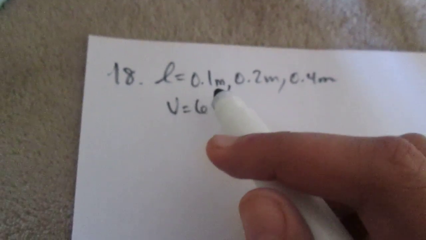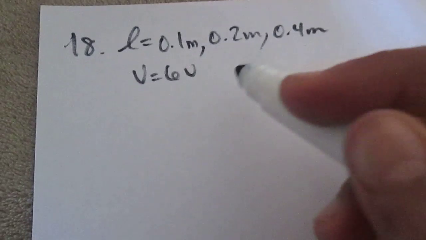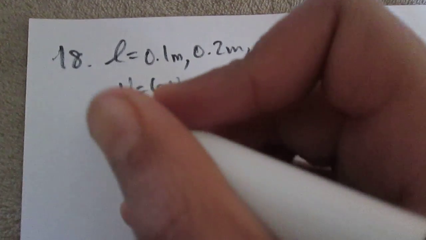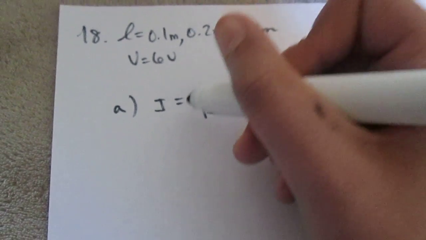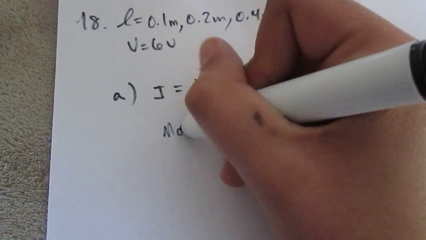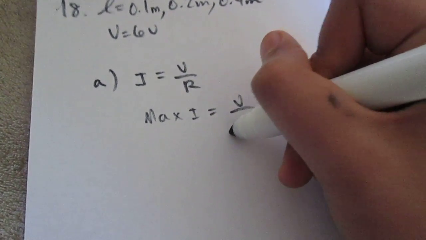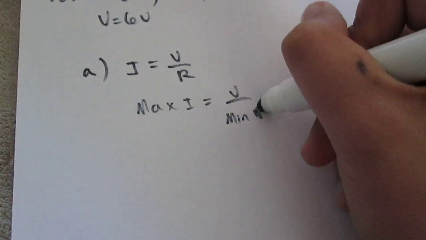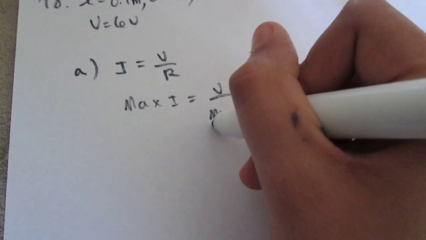Okay, so we're given that the block has lengths of 0.1 meters, 0.2 meters, and 0.4 meters. The voltage is 6 volts. In part A, we're being asked what is the maximum current. So the maximum current, I is V over R. For us to have the maximum current, we need the minimum R we can get. So the lowest value of R possible will give us the maximum current. So we need to solve for the minimum R value.